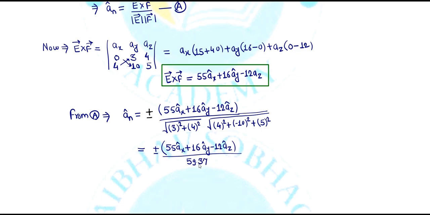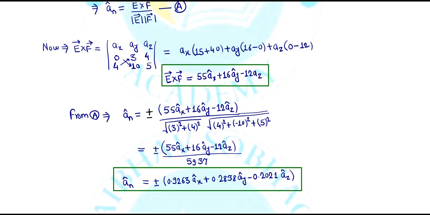If you simplify these two square roots, we will have the value 59.37. Now you can do the division so that you get the normal vector to both given vectors, vector E and vector F. So this is your final answer, the unit vector which is perpendicular to both given vectors. With this we have finished numerical 1.5 from your very first chapter. Okay, thank you.